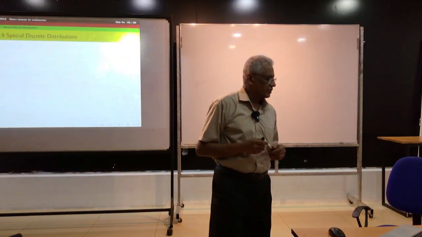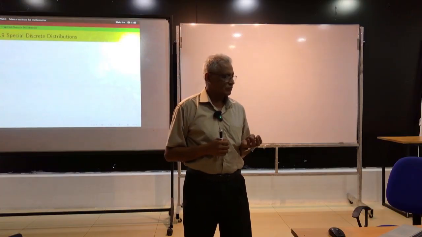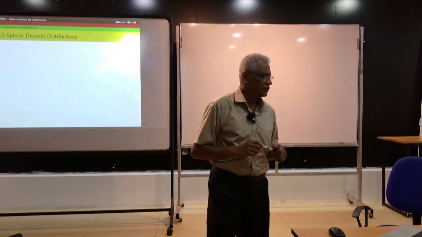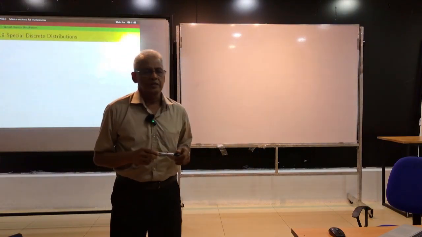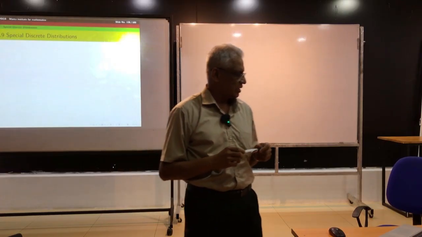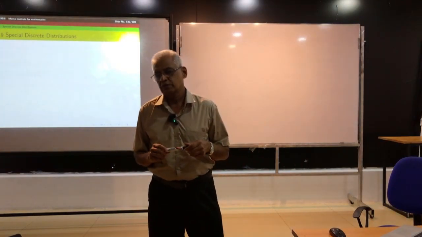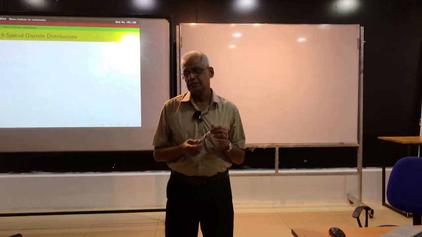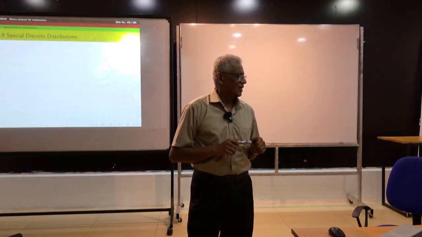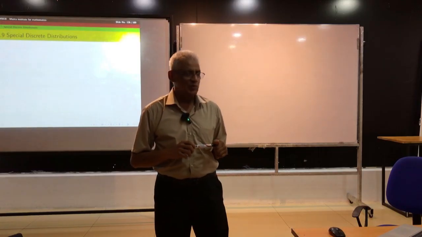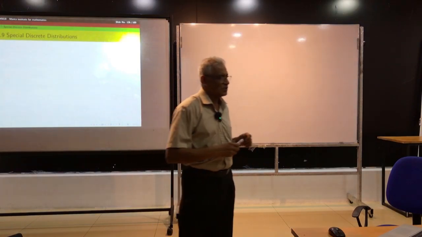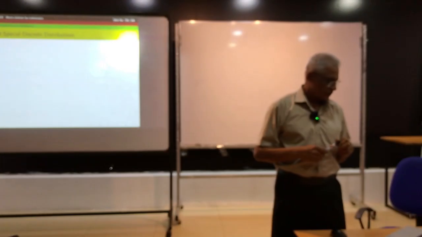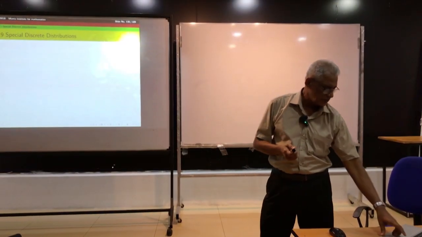So I'm going to talk about something called discrete uniform distribution, and then Bernoulli distribution, binomial distribution, Poisson, geometric, hypergeometric, negative binomial, like several models. Those are the most commonly used models for discrete distributions.